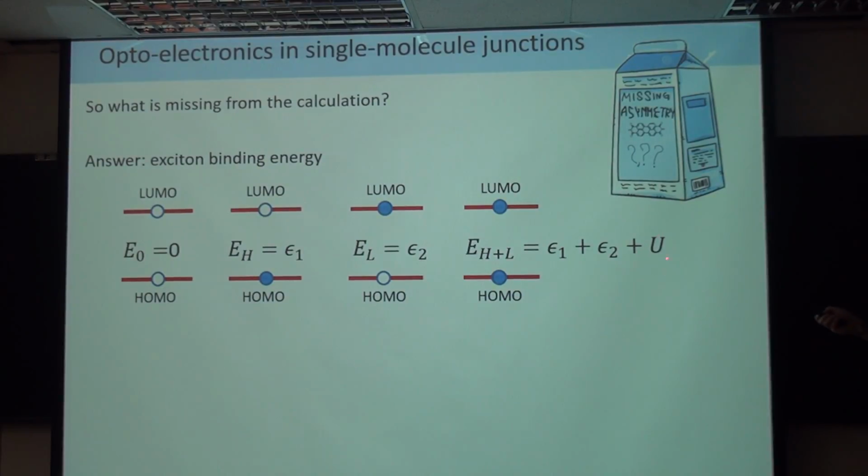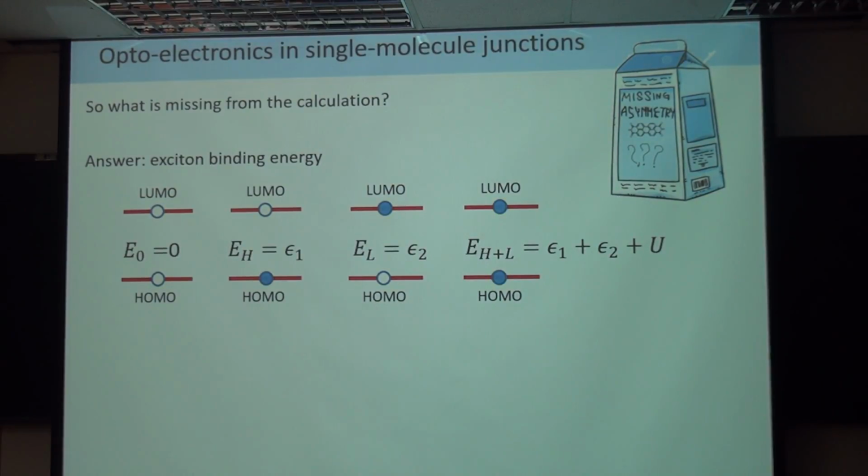Or you can move this number to here. You can call this number E2 minus U. This is the difference between physicists and chemists. Physicists call this the Coulomb energy, and chemists will put the U here, give it a negative sign, and call it the exciton binding energy. But it's the same thing. It's just the difference between the sum over these two and this state. And this difference is due to the Coulomb repulsion of electrons.